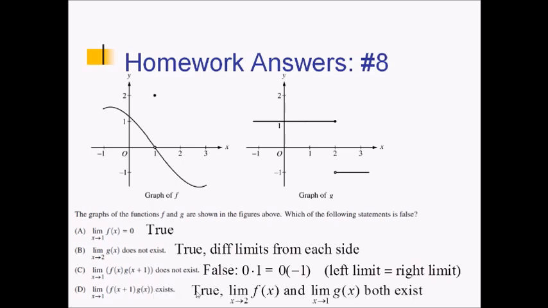So this is true. So by process of elimination, you could have chosen choice C, but this is why choice C ended up actually being false.